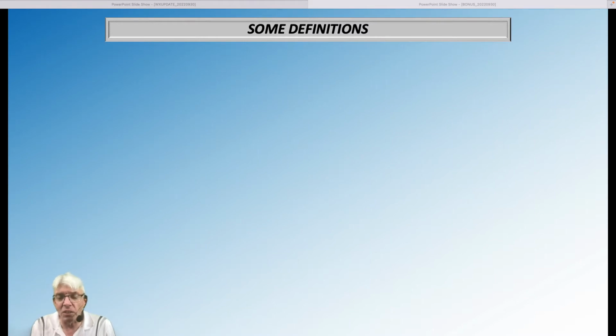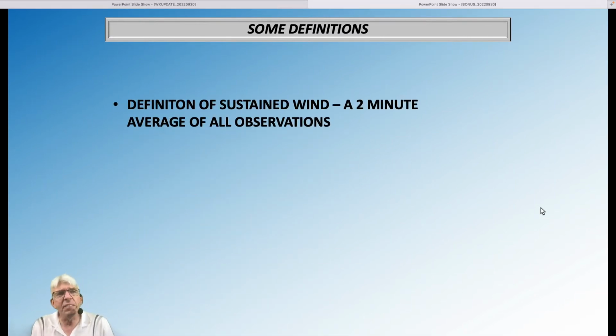So let's take a look at some definitions of some of the terms that we've heard the last couple of days, anyways. And here we go. The definition of a sustained wind is a 2-minute average of all the wind observations. So to have a 75 mile an hour sustained wind, the average of all the wind observations over a 2-minute period has to be 75. And that takes a lot if you think about it. So that's quite a rigid requirement.